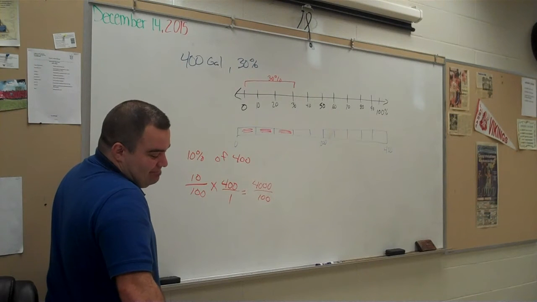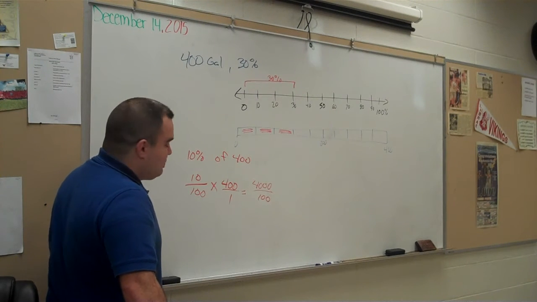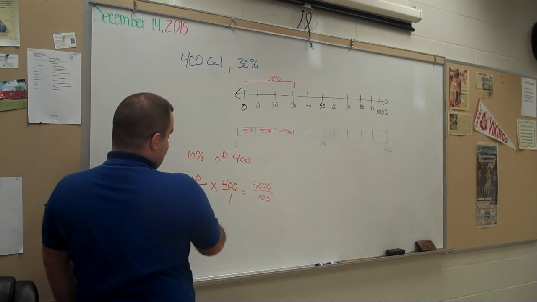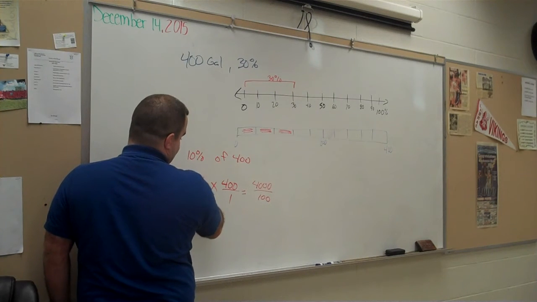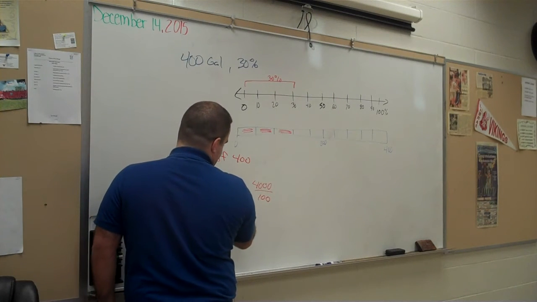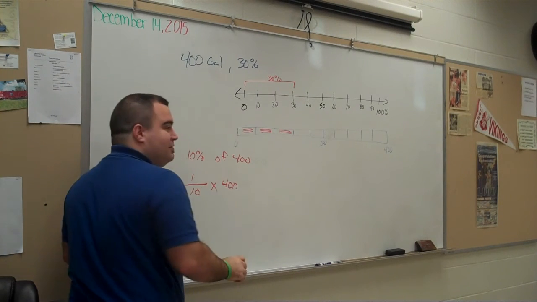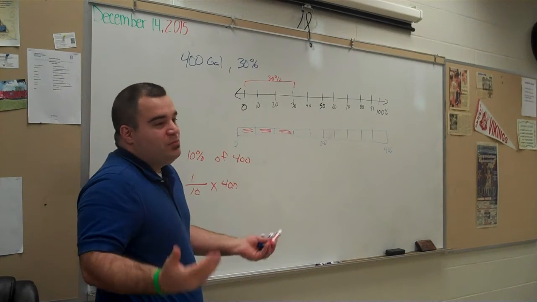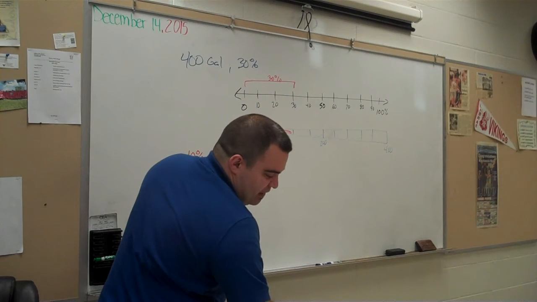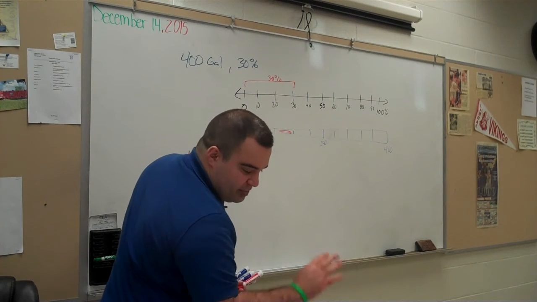So here's what your book does. They actually do reduce this to 1 over 10. I just like the easy way. I know. Why are you showing us this one? Just to humor the fine folks at Go Math, Common Core.